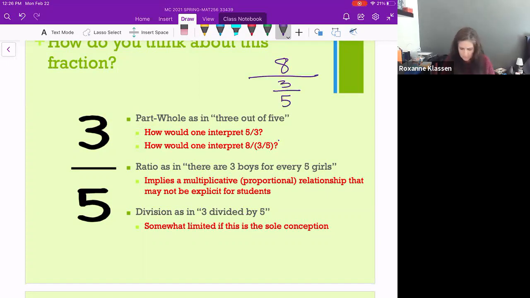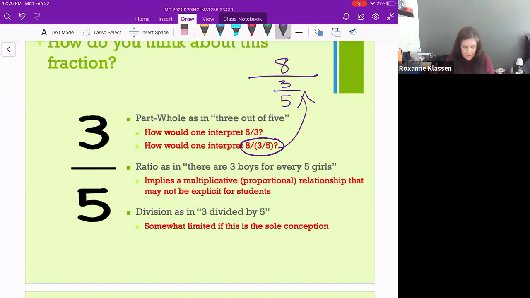That's what we're talking about with this right here. That's what this means. Do you see how that can be troubling? If you only have a part-whole definition in your head for what a fraction is, this is going to break you, right? You're going to be broken at this point.